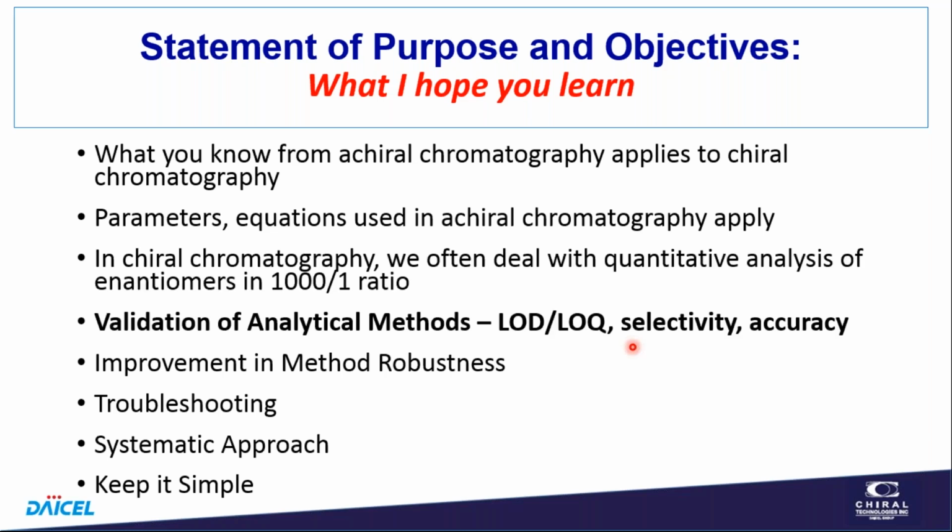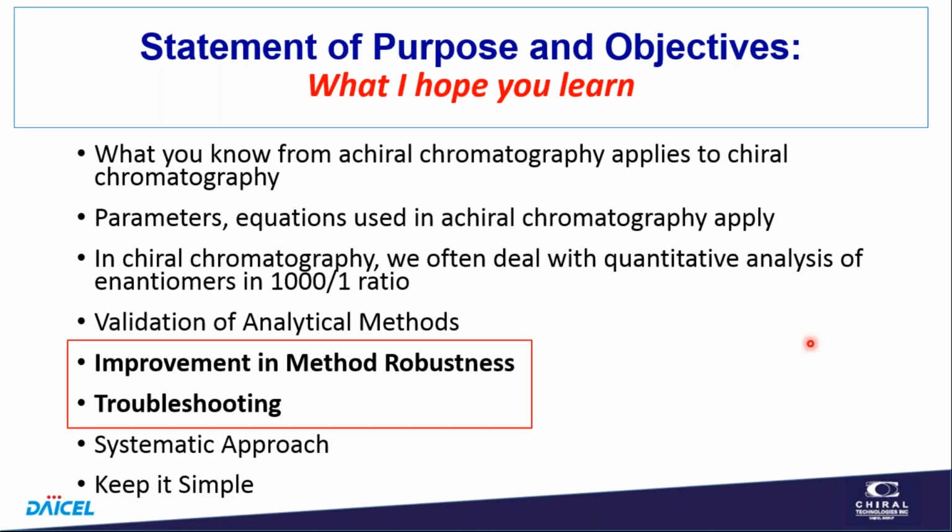Talk about validation of analytical methods. The key is probably limit of detection, limit of quantitation, because we're dealing with a major component and its minor impurity, and we may have limit of detection issues. We'll talk about selectivity. You certainly need to have separation between the enantiomers, and accuracy, because this is an important analysis.